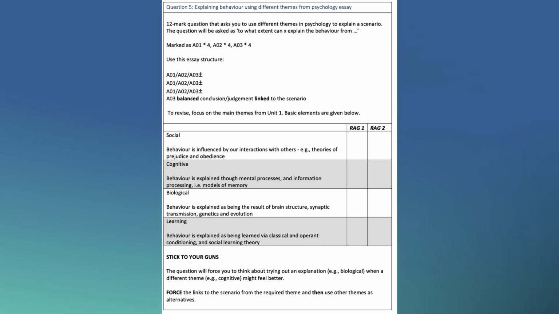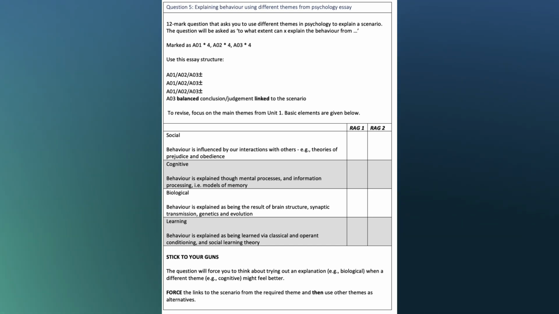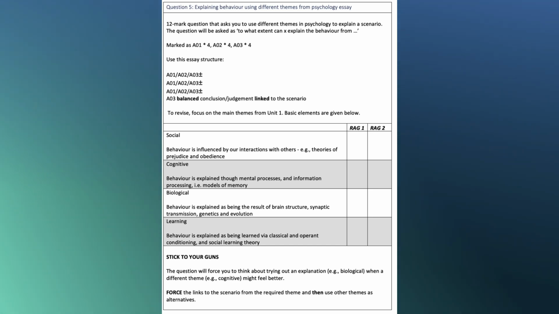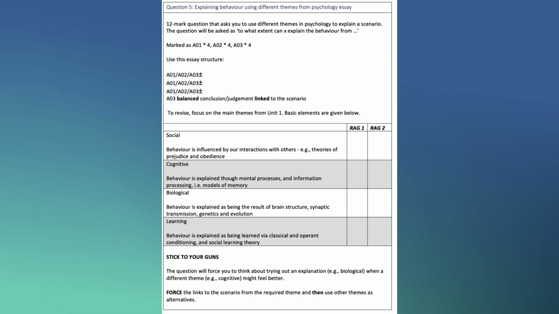The one thing I would really emphasize to you is to try and stick to your guns. The question nearly always tries to force you out about trying out an explanation like biological, when a different theme like cognitive might be better. You need to force the links to the scenario from the required theme and then use other themes as an alternative. So that's part of its difficulty. So what I'm going to do is take you through how you might go about structuring one of these and show you a little bit of a particular question.